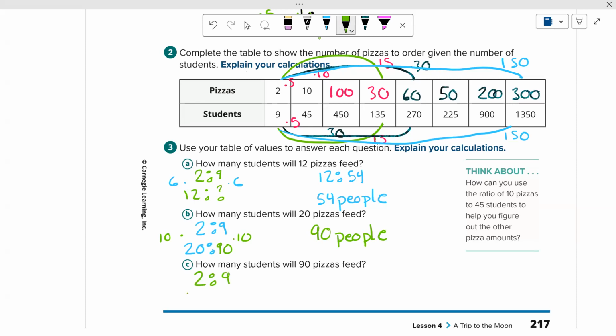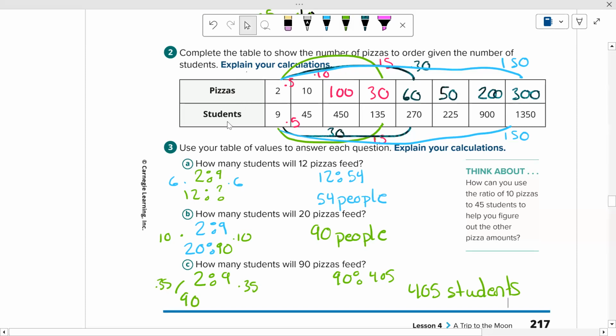So we have 90 pizzas. Notice that's times 45. So 9 times 45 is going to be 405. So 405 students. Notice the correlation between ratio tables and just making ratios, noticing equivalent ratios. That's all one big thing organized all neatly, like pizzas and students.